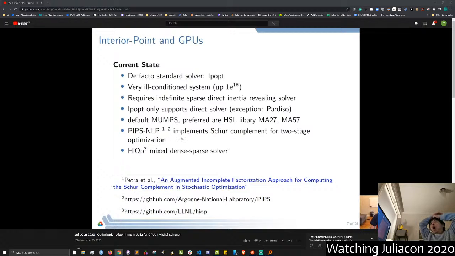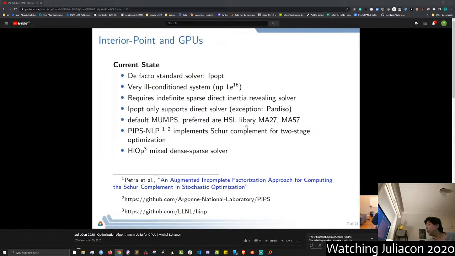The de facto standard solver for solving this problem is IPOPT. It's also used in JuMP for NLPs. The condition of the underlying linear system can be really high, like 10 to the 16 for larger cases. IPOPT requires an indefinite, sparse, direct, inertia-revealing solver, and that is actually hard to find on a GPU. IPOPT only supports direct solvers because direct solvers are usually better if you have very bad conditioning. The exception is Pardiso, so you can switch on the iterative solver, and actually for large cases, it indeed does not converge. The default solver is MUMPS.